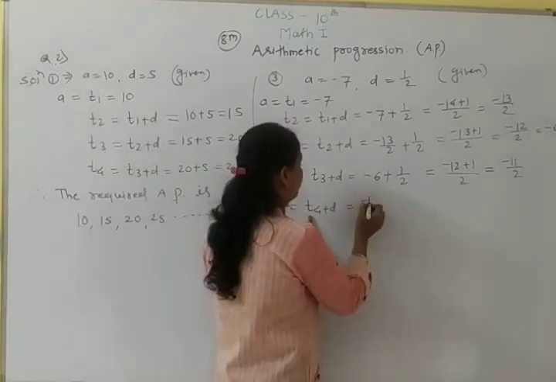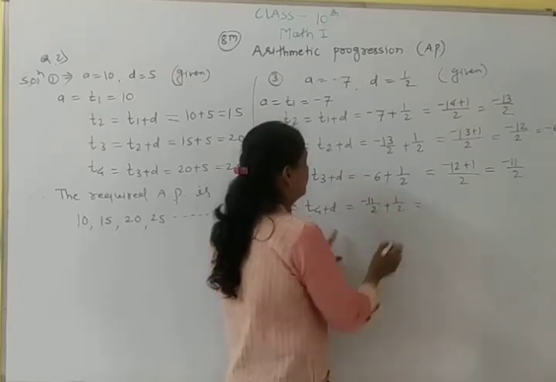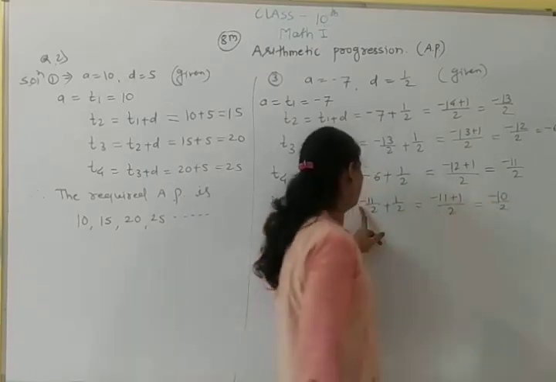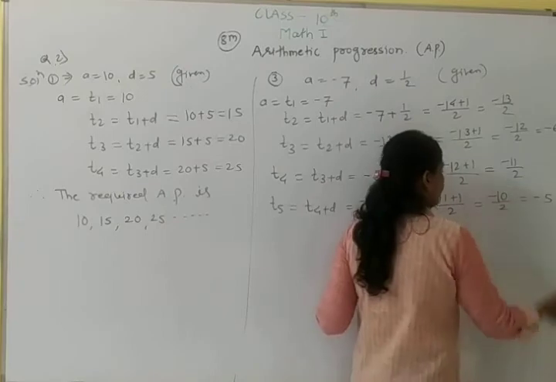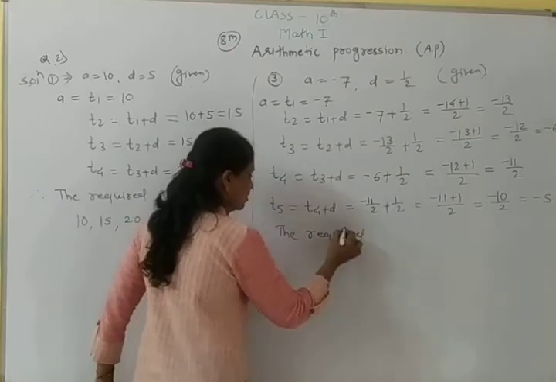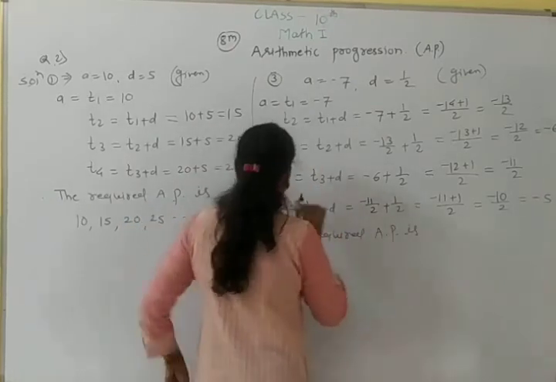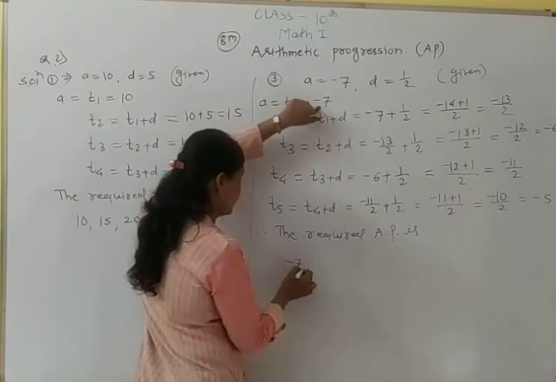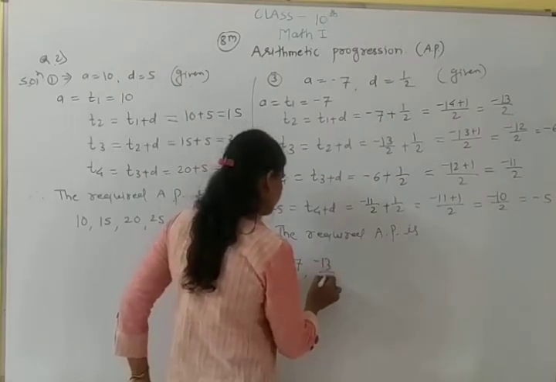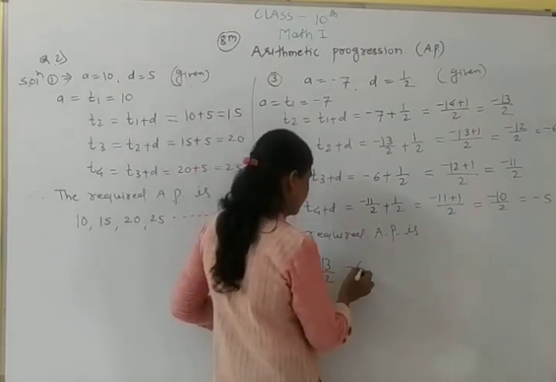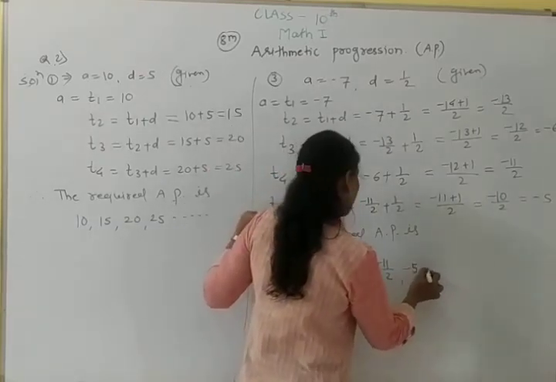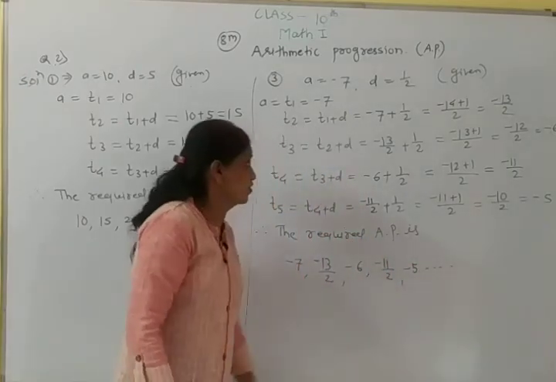So T4 equal to -11/2 plus 1/2. -11 plus 1 divided by 2. Here -10/2, and -10/2 is equal to -5. Therefore, the required AP is: first term is -7, this is the T1. Then T2 is -13/2, T3 is -6, T4 is -11 by 2, T5 is -5 and so on. This is our required AP.